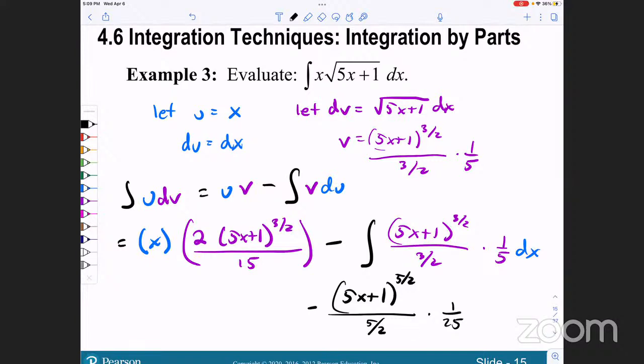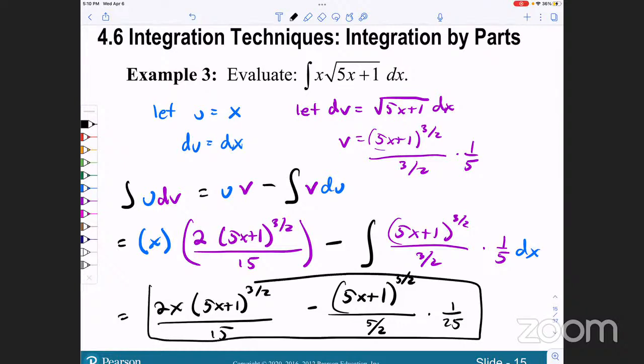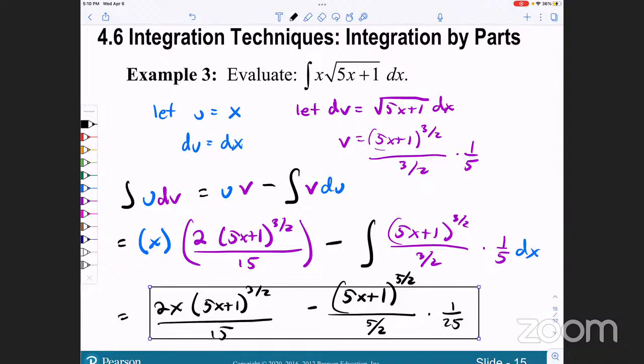This is a funky one. On the left here, we still have our 2x, 5x plus 1 to the power of 3 halves, all over 15. I think that's it. I think that's as far as we can take it. I think that's the best we can do. Oh, we're going to cross our fingers on this one. That one was nasty. Okay, I'm going to go with this.